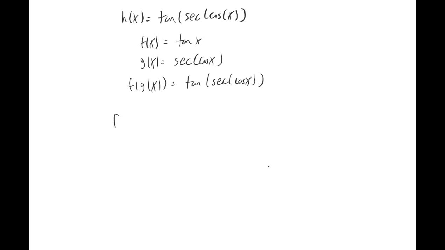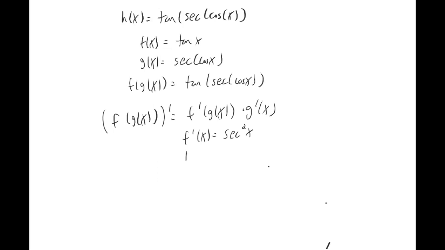So again, this is chain rule. Sorry, this should be on the outside. So hopefully this is clear by now. The derivative of tan is something you should memorize. It's secant squared, so f prime is just memory. And then f prime of g of x, well, I'm plugging in g of x for x, so this is secant squared of secant of cosine of x.